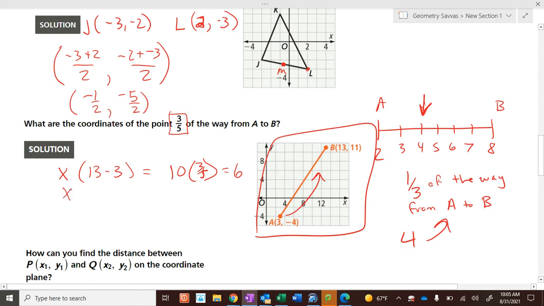Okay? So for your x value, you start out at A, which is 3, and then you have to add 6 to it. Then you're going to get 9 for your x value. Now let's look at our y values. How far is it from 11 to -4? Thomas? 15. Good job. I'm glad you didn't say 7. Because you have to take 11 minus -4, which gives you 15. You have to go 3/5 of that.